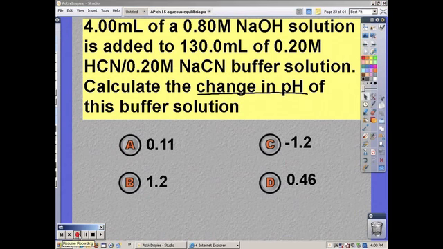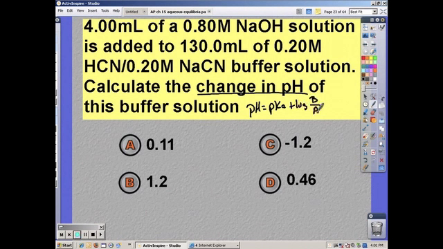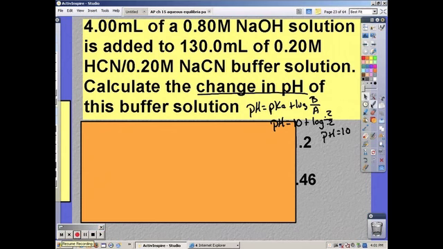Go ahead and try this one. The Ka is 1 times 10 to the negative 10th. Since we're looking for the change, we need to find our initial. Again, our concentrations of acid and base are the same, so pH equals pKa because log of 1 is 0. So that's our starting pH. We're adding NaOH. So the NaOH is going to react with the HCN, which is our acid. You can leave off the sodium.